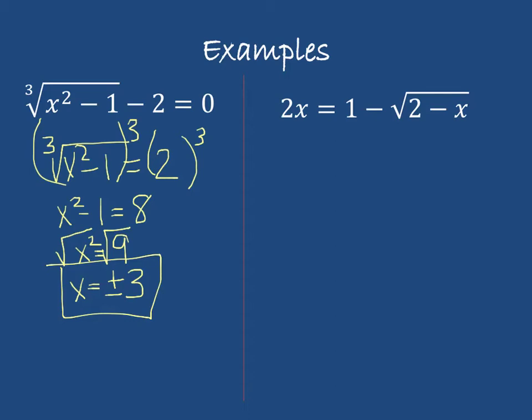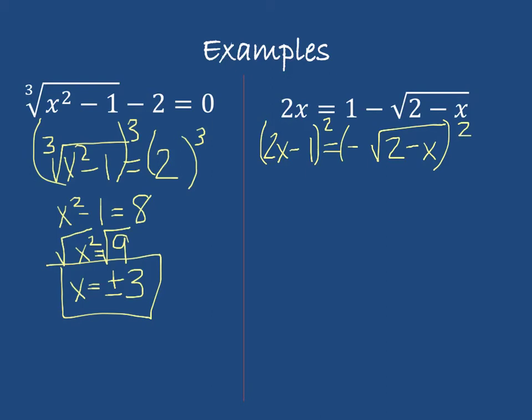Alright, now for this example, we're going to subtract 1 first. So I'm going to say 2x minus 1 equals negative square root of 2 minus x. Now, since it's the square root, we're going to square both sides. And don't worry about this negative right here. It's going to be taken care of when we square both sides. So I square both sides.